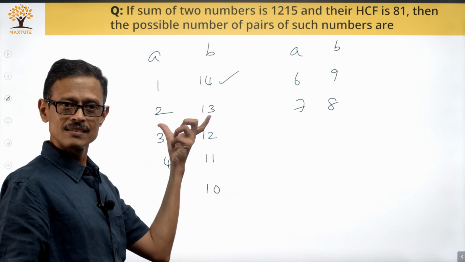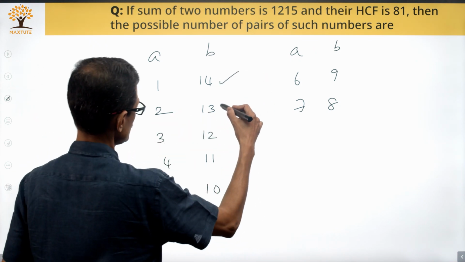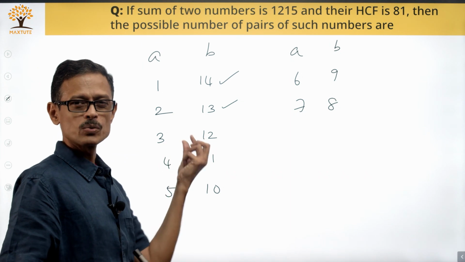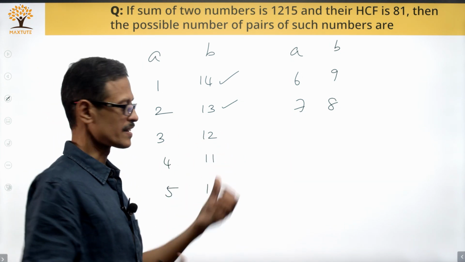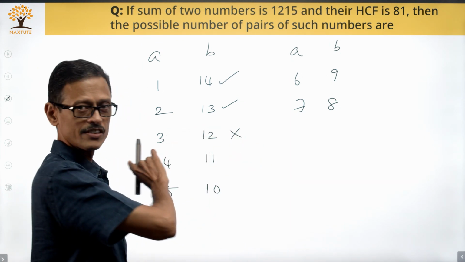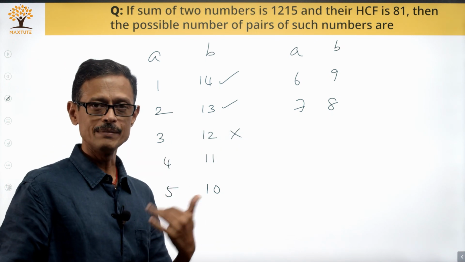2 and 13, both are prime numbers, so HCF is 1. 3 and 12, 12 is 3 times 4, so the HCF in this case is 3. So you're not going to take this. HCF is not 1. This pair is now eliminated.